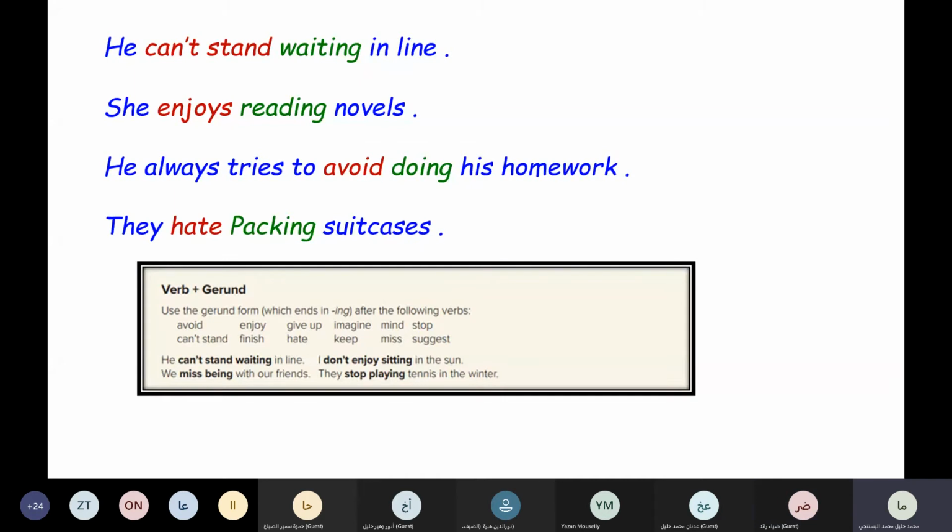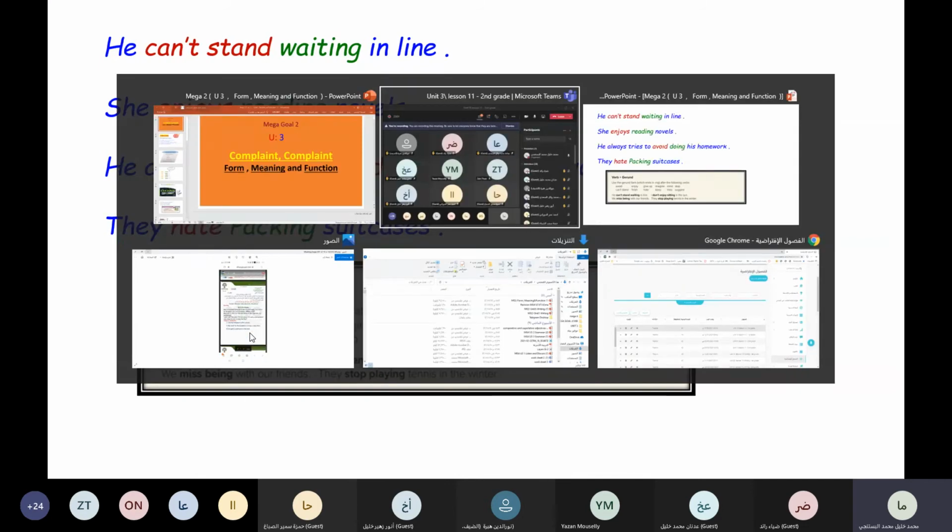Now, what do you realize? You realize that the verbs which are written in red are followed by what? A gerund. Here we have certain verbs that must be followed by a verb with ing. Gerund means a verb with ing, and it comes after certain verbs. These verbs are avoid, enjoy, give up, imagine. Who can read the explanation?